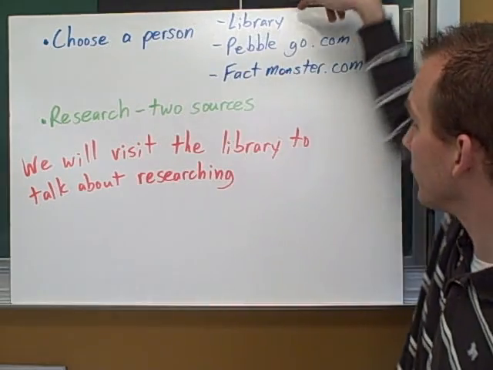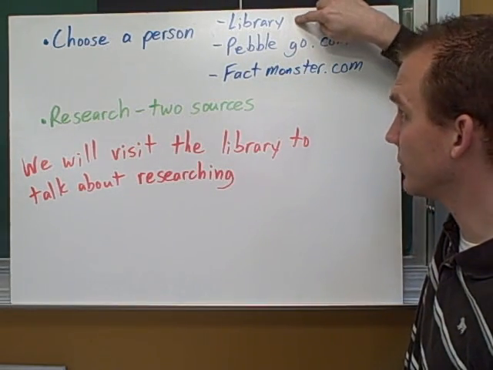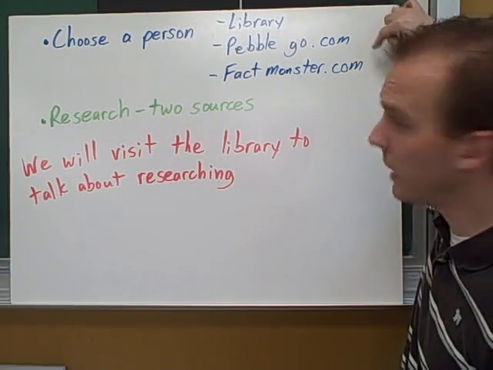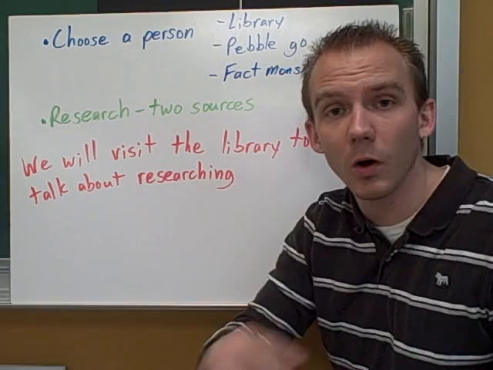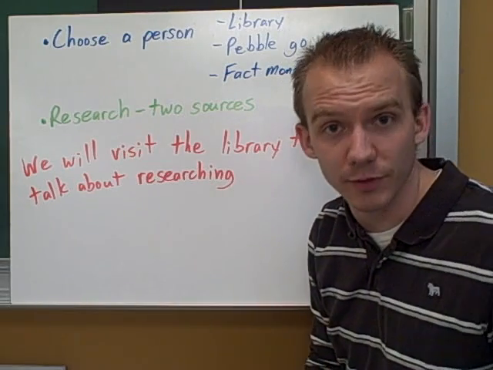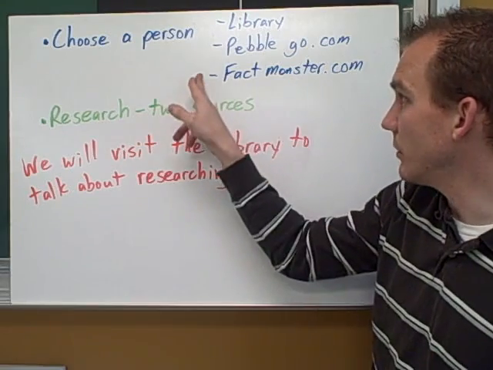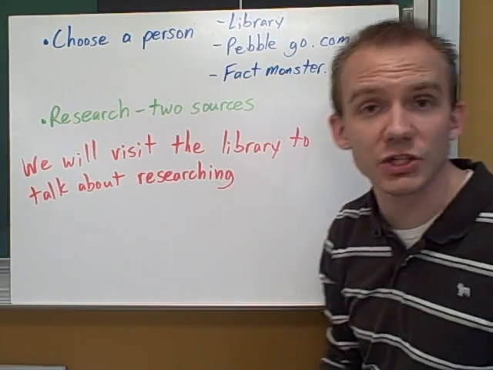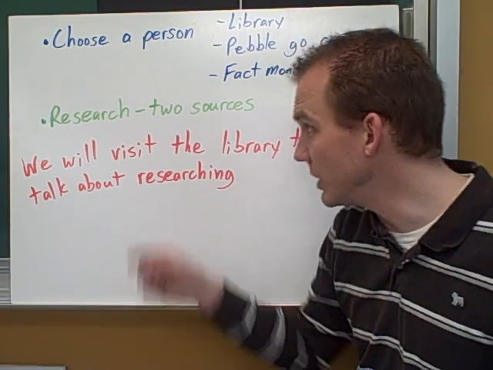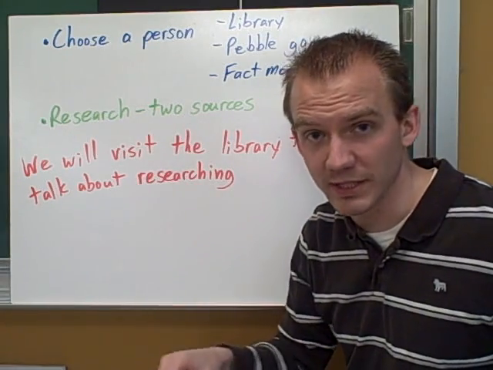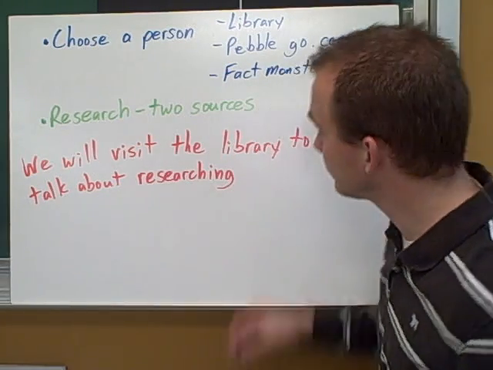Choose a person. We'll be going to the library to conduct some research and go over how to conduct the research. PebbleGo.com and FactMonster.com are great websites where you can research all about famous Americans, whoever you're interested in. Research 2 sources. So I recommend going to both to find information on someone and find 2 different sources about the person. You need 2 for your presentation. We will visit the library to talk about researching.